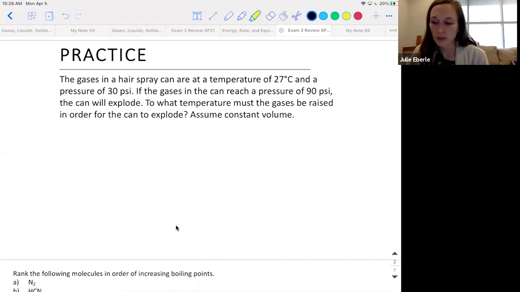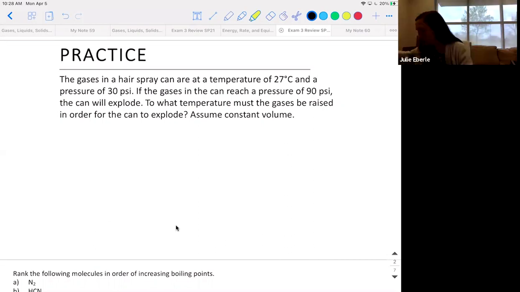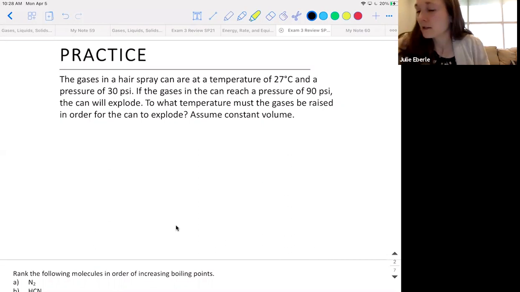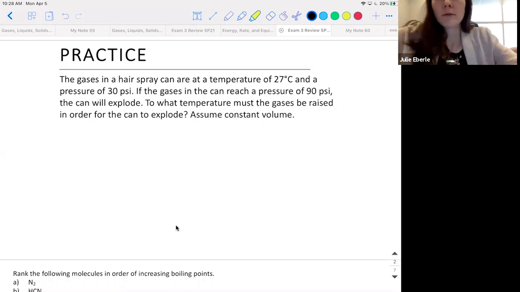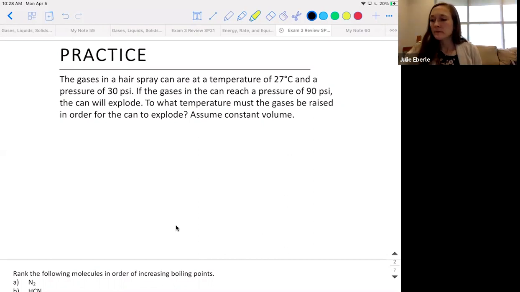How do we know what equation we need to use here? Do we use the combined gas law or the ideal gas law? Yeah, combined gas law, okay. Constant volume, we don't have anything about moles or grams of gas here. So, we got P1 V1 over T1 equals P2 V2 over T2.